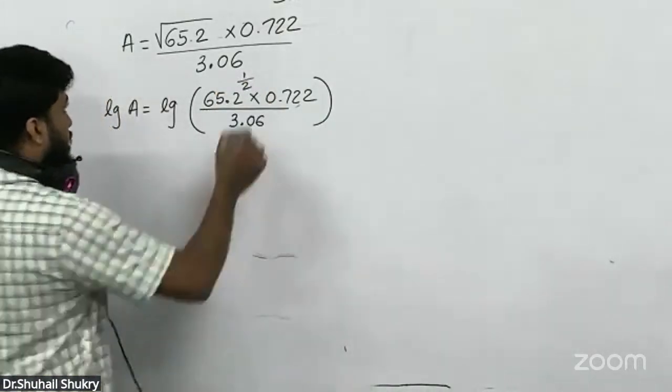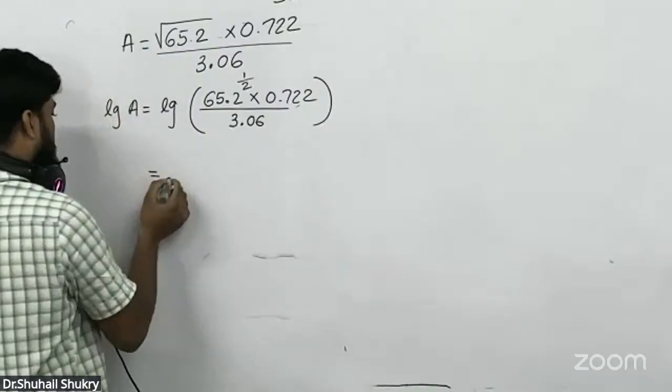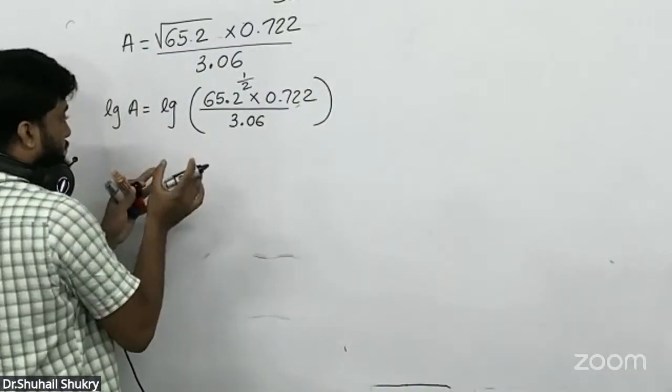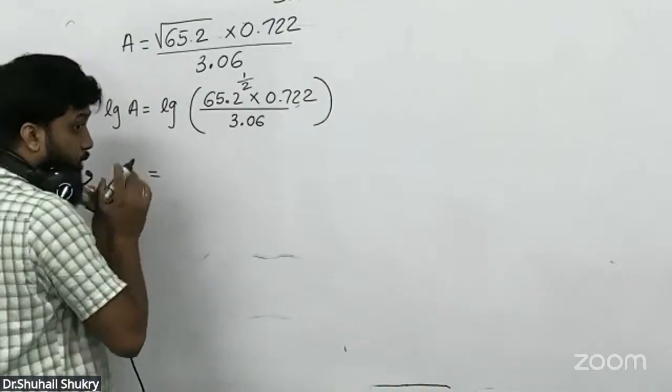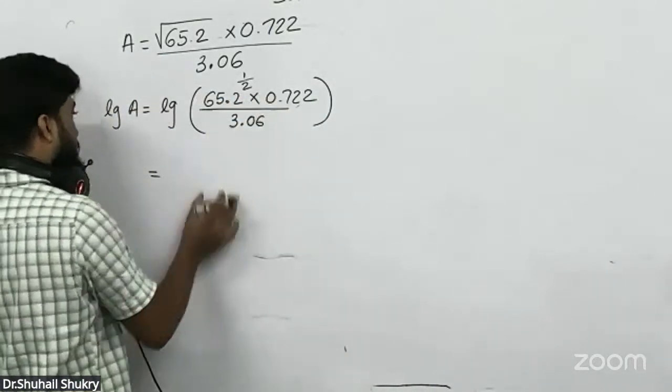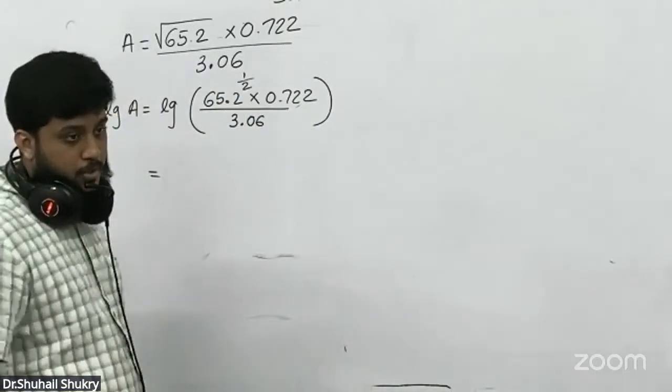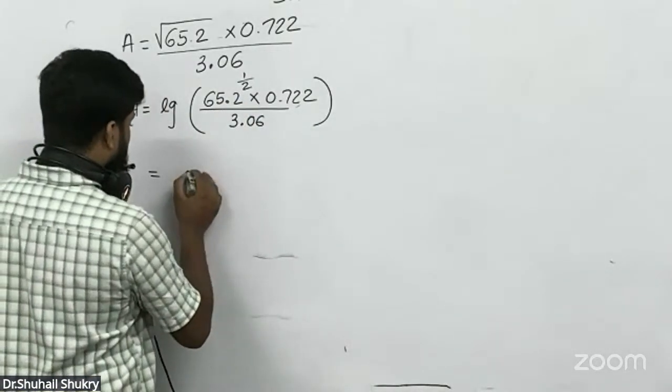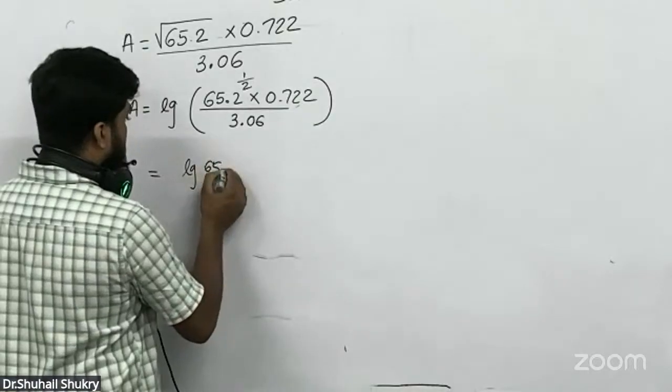After that, remove the brackets. Brackets removal: normally we know whatever goes as multiplication, we write as addition. Whatever going as division, we write as subtraction. Normally what I tell, whatever is up we write as an addition, whatever is down we write as a subtraction. So I can write like this, log 65.2 to the power half.